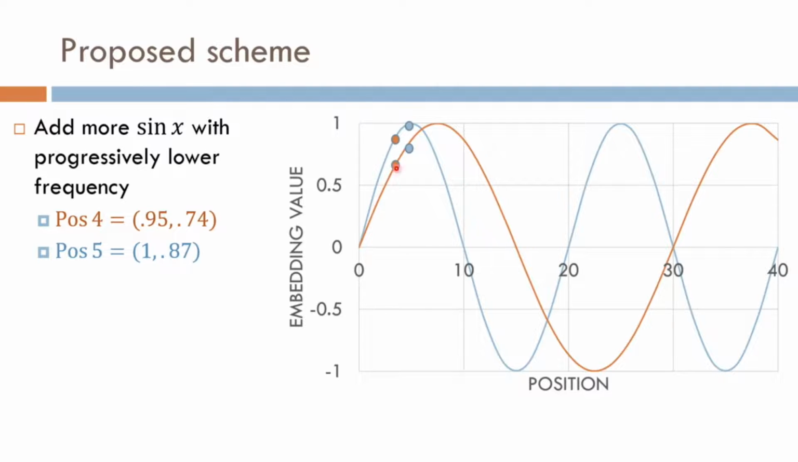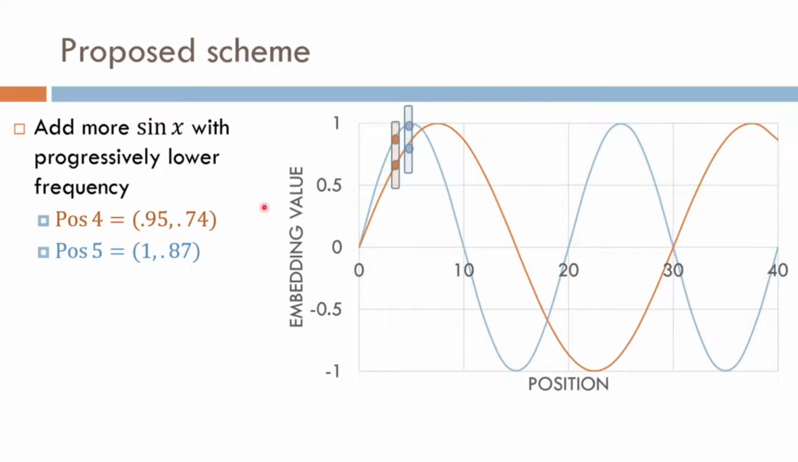You see this sin x has a lower frequency, that is, it takes a longer time to complete one oscillation. So now my position vector has become two-dimensional. If I have to compute the position embedding for the 4th position, we will do it like this. The 4th position would be a combination of these two vectors, represented by the corresponding sine value of the upper curve as well as the lower curve.